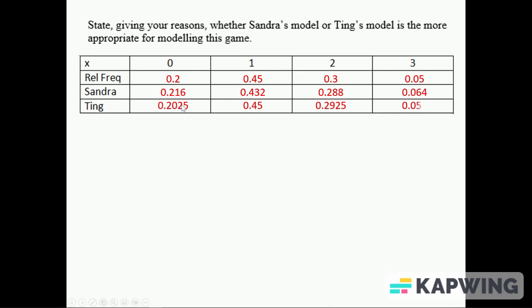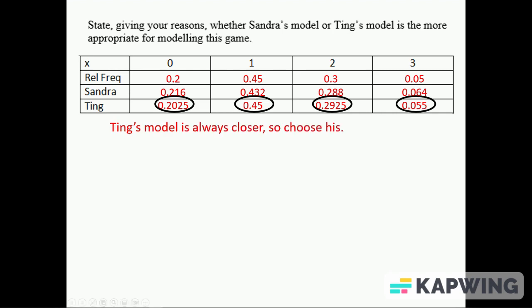Ting's, though, is much closer. That's nearer to 0.2 than 0.216. You got that bang on, and that's nearer to 0.3, and that's nearer to 0.5. So all of these are better than Sandra's effort. So we're going to choose his method because his values were closer.